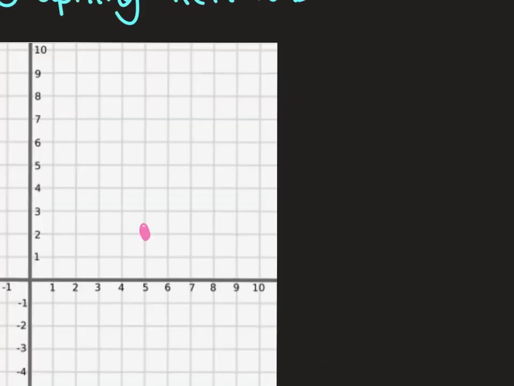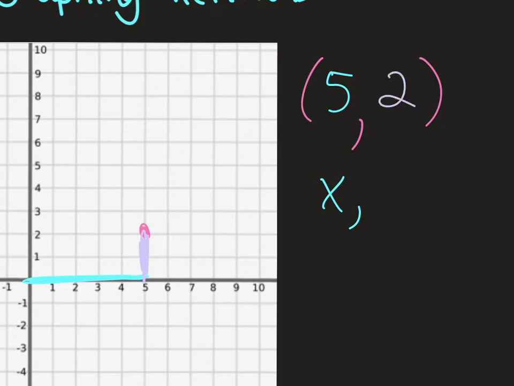If I graph this pink dot, we need to have a way of saying what its location is, or address. So we're going to put parentheses and a comma, and we're going to go sideways first. So we're going to go on the x-axis sideways to 5. So the first number is always x. And then I'm going to go up and down, and I ended up at 2. The second coordinate is always the y. So you always travel sideways before you go up.